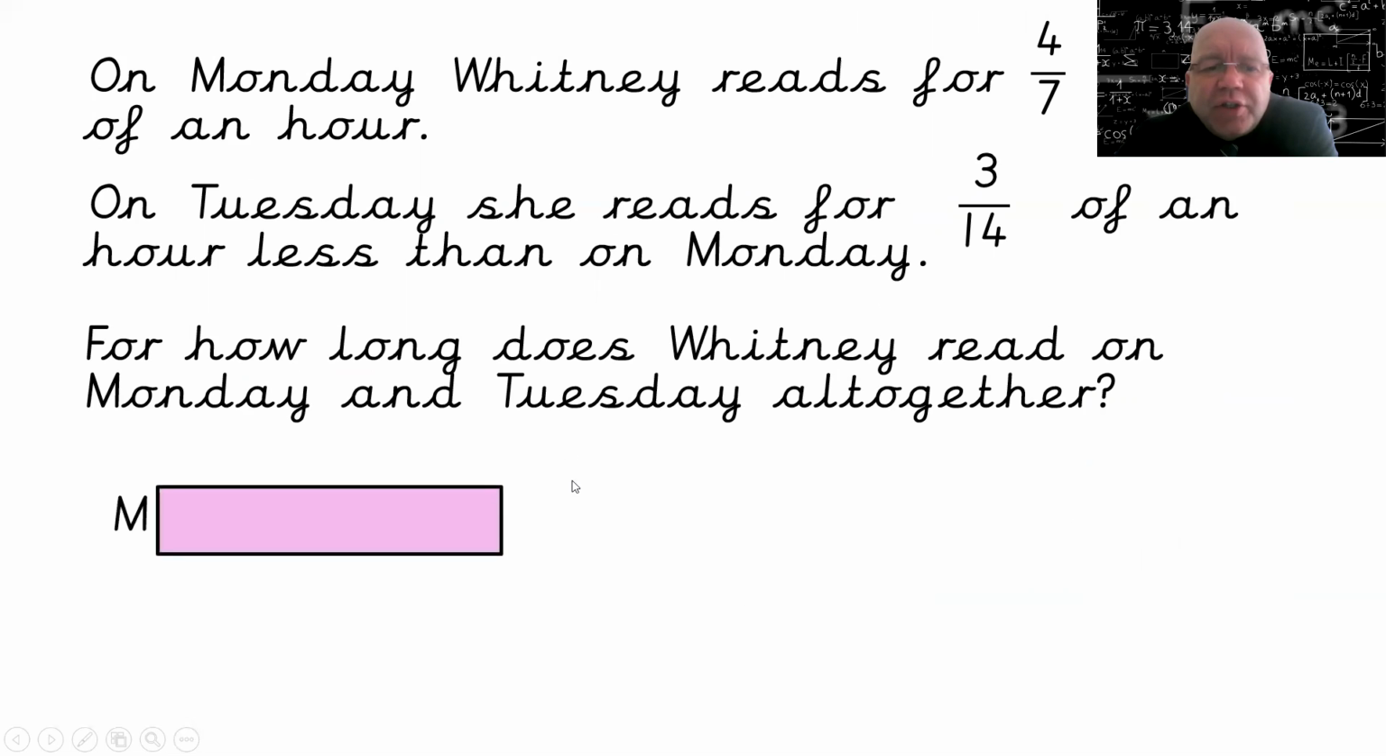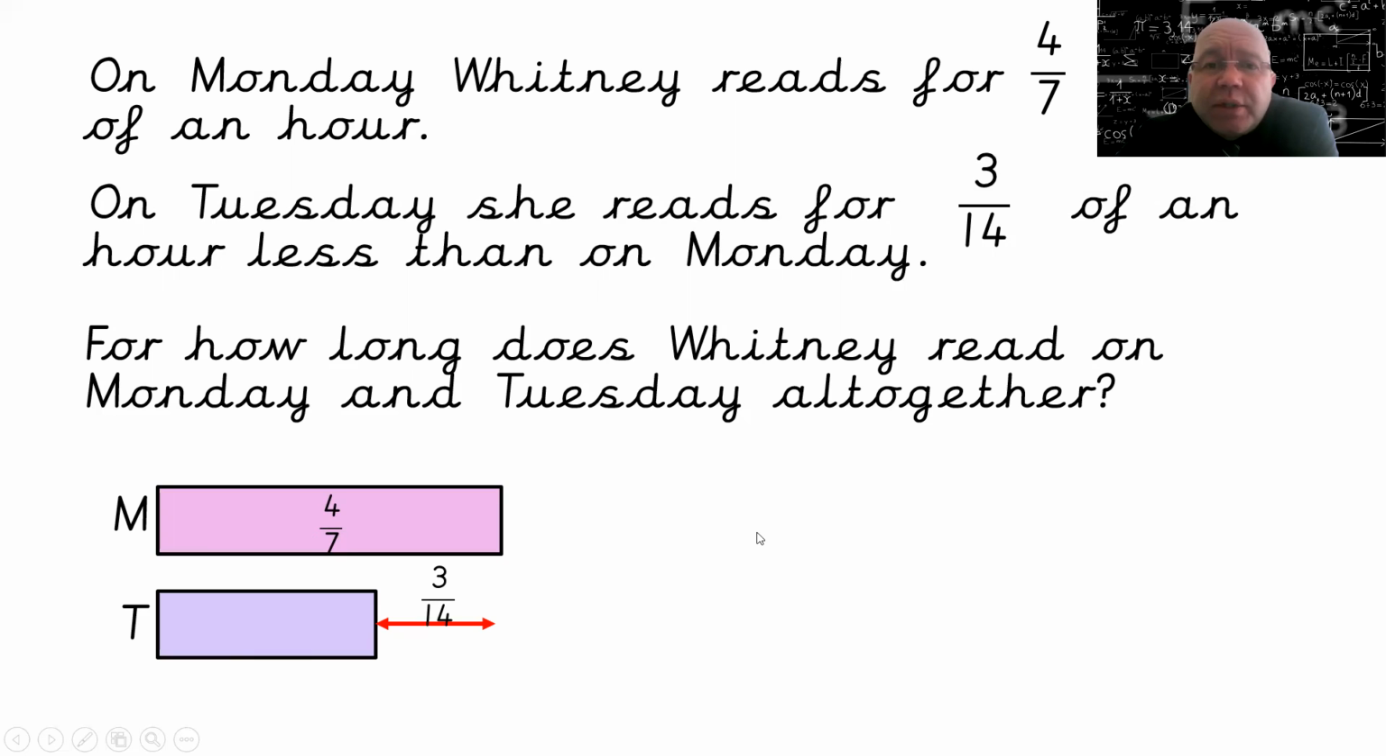So first of all, let's just do a little diagram to help us understand what's going on. So on Monday, Whitney is reading for 4/7 of an hour. So this is 4/7 of an hour. And then on Tuesday, she's reading for less. She's reading 3/14 less. Okay, so there's our 4/7 of an hour. And we know that the amount less than that 4/7 of an hour is 3/14. We don't know at the moment how long she actually does read on Tuesday.